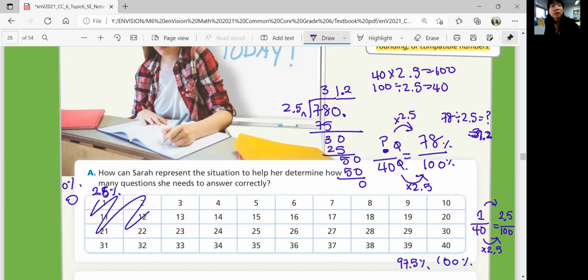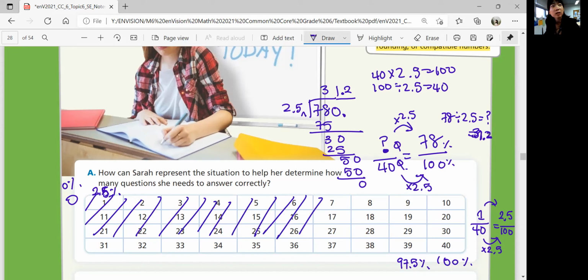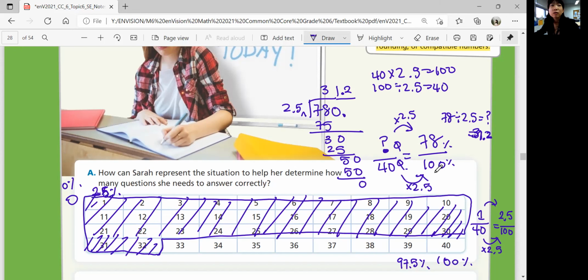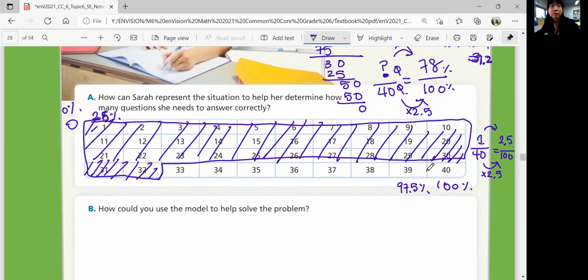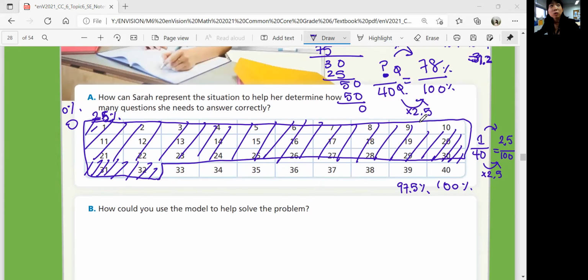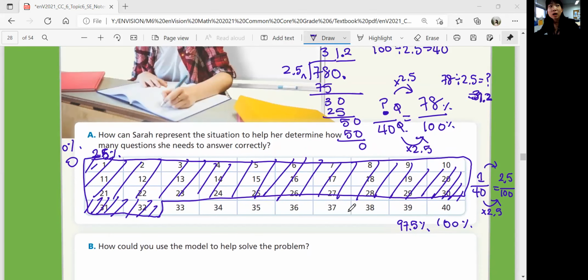So she's gonna answer, okay, let's color all the questions that she will get correct to get her goal, 32. Okay, so shade all these questions. So she's going to get 32 out of 40 questions correct. Part B, how could you use the model to help solve the problem? So this part is showing the work. So basically write what you did neatly in part B.